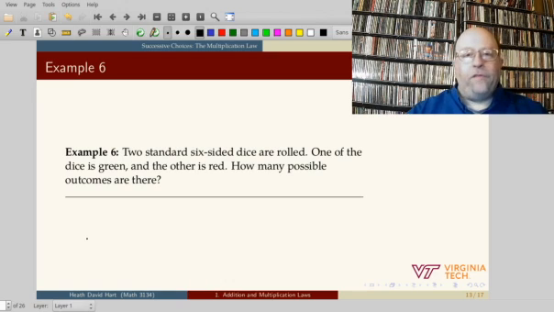So let's try a couple of multiplication examples. 2 standard 6-sided dice are rolled. One of the dice is green and one of the dice is red.